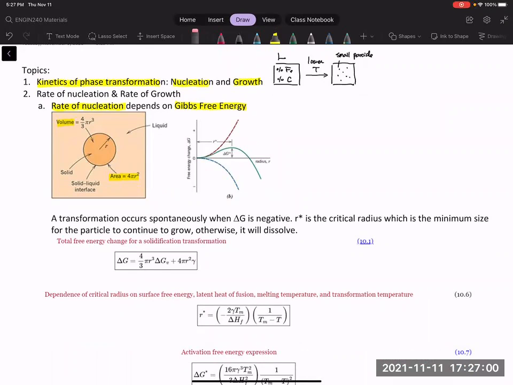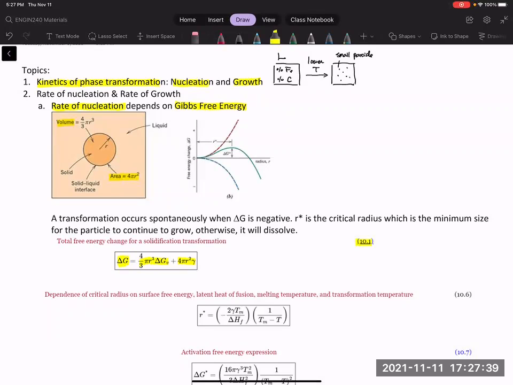So this equation, 10.1, tells you that if you have both of the Gibbs free energies happening, then the change, this delta, meaning the change of the free energy, is the summation of both energies. This is the volume free energy, and this is the surface area free energy. The combination of the two is the total free energy change.